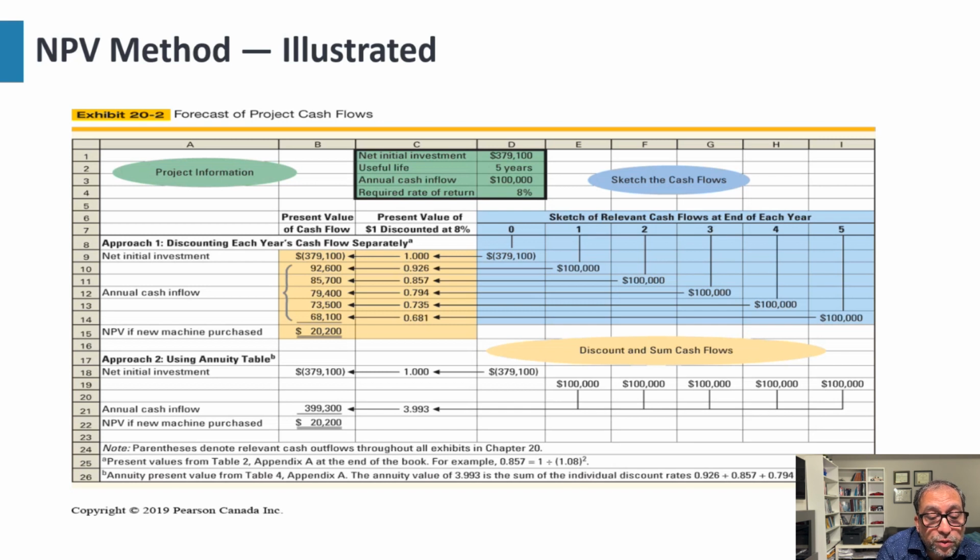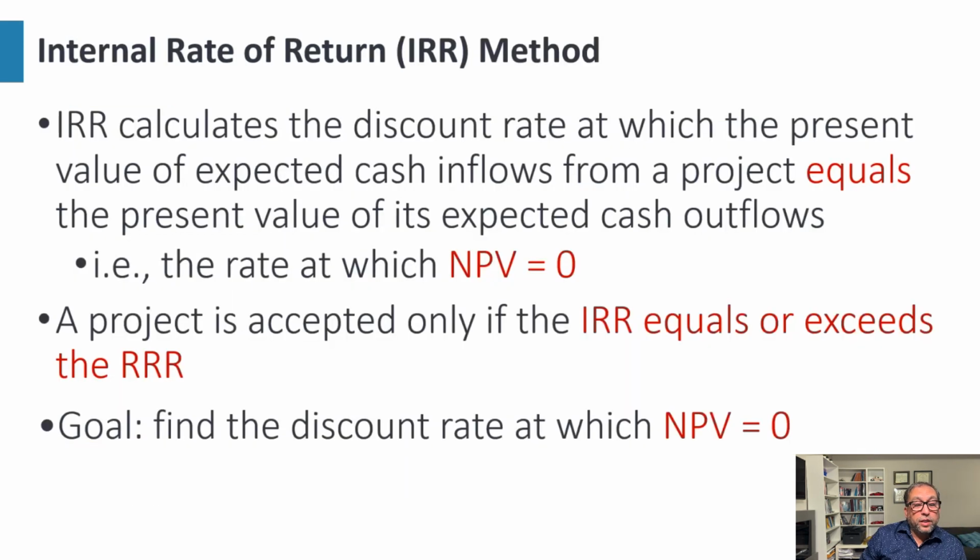This is also for 8% discount. This value is also for 8% discount. We sum up all these 500 and then multiply with this factor, so we get this value. This factor we can also get from the table. So this way we say that NPV is positive.